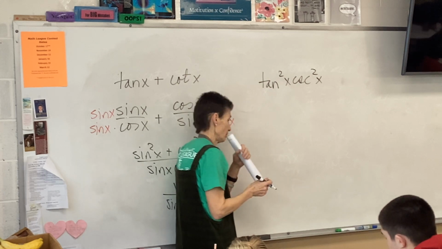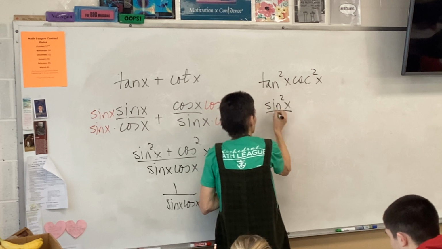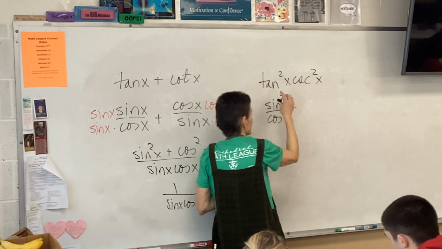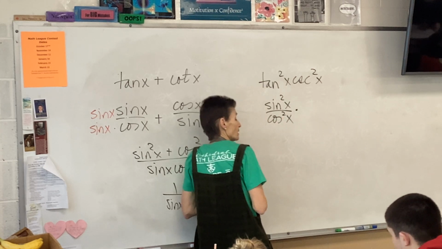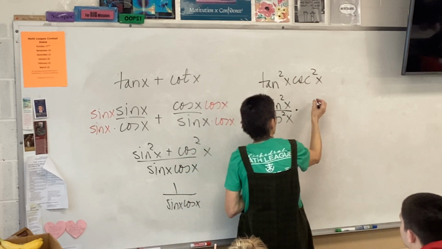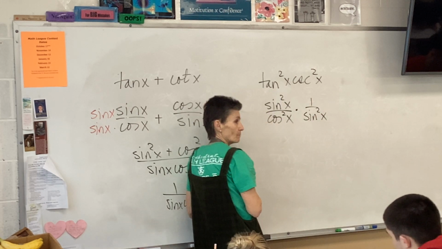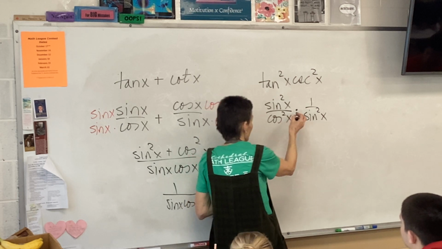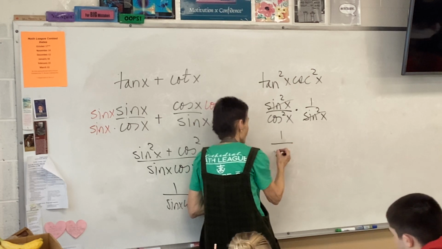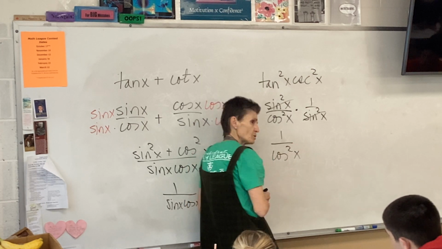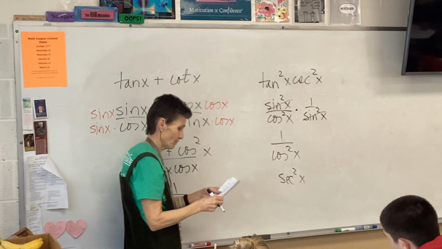What do we got? Sine squared over cosine squared. Remember, the definition is sine over cosine. If they're squared, then they're just both squared. And what's cosecant squared? 1 over sine squared. Okay. So multiply, I can cancel. And I'm left with 1 over cosine squared, which is what? Secant squared. Beautiful, beautiful, beautiful.